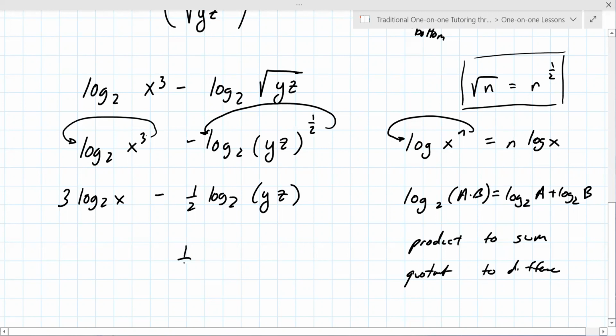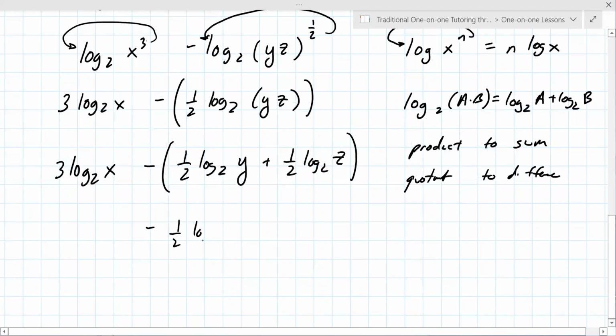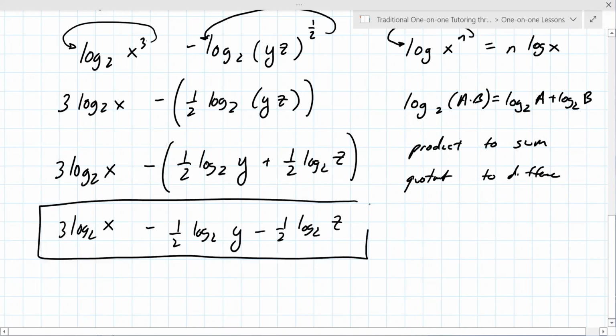So on the right here, it's 1/2 log base 2 y plus 1/2 log base 2 z. Okay, but it's really all in parentheses. And this is the thing that you see on a test or quiz. You have to remember to distribute this negative to both terms. Okay, so 3 log base 2 of x minus 1/2 log base 2 of y minus 1/2 log base 2 of z. And that's your final answer.